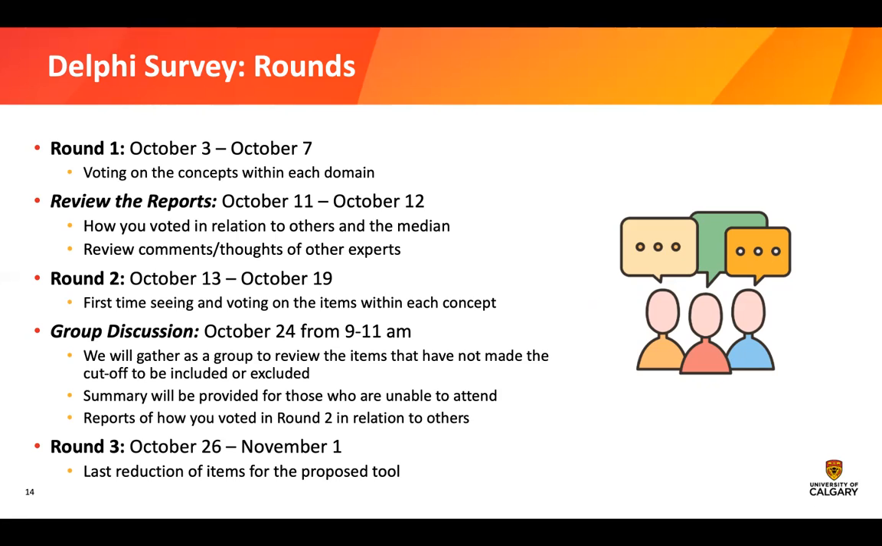If you're unable to attend this group discussion, don't worry, we'll have a summary provided based on what we discussed. And you'll also receive another report of how you voted in round 2 in relation to the votes of others. Finally, round 3 will take place from October 26th until November 1st. And this will be our last chance to reduce the items for our proposed tool.